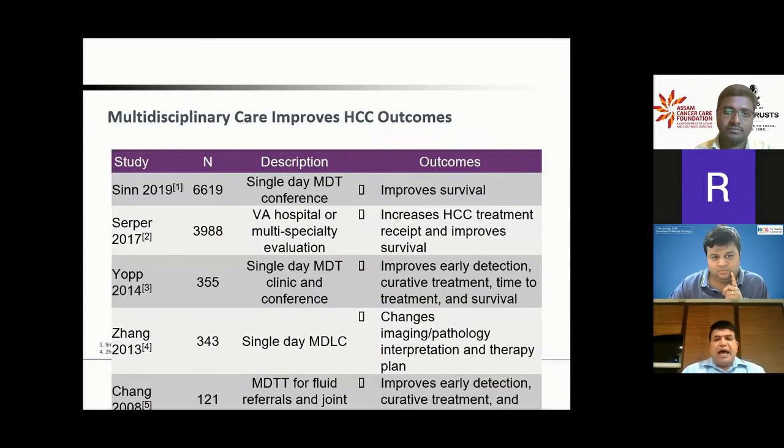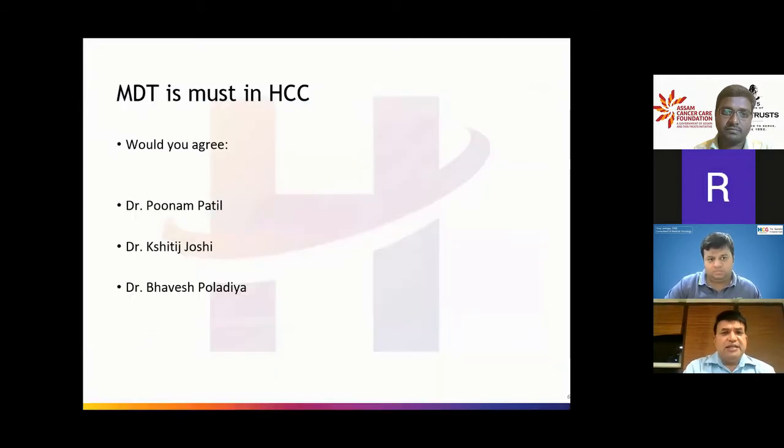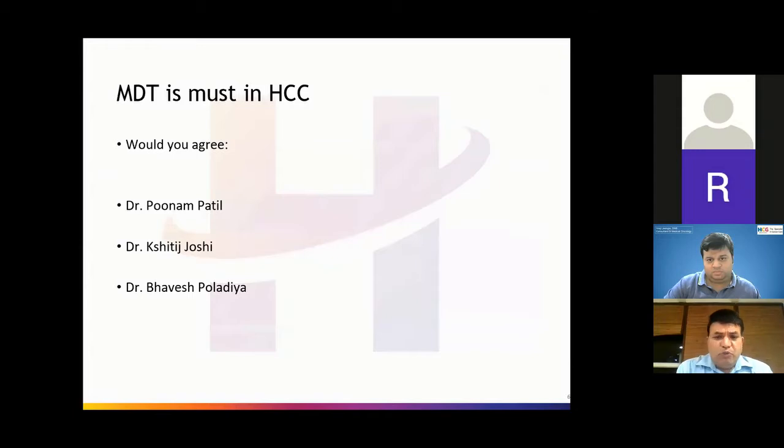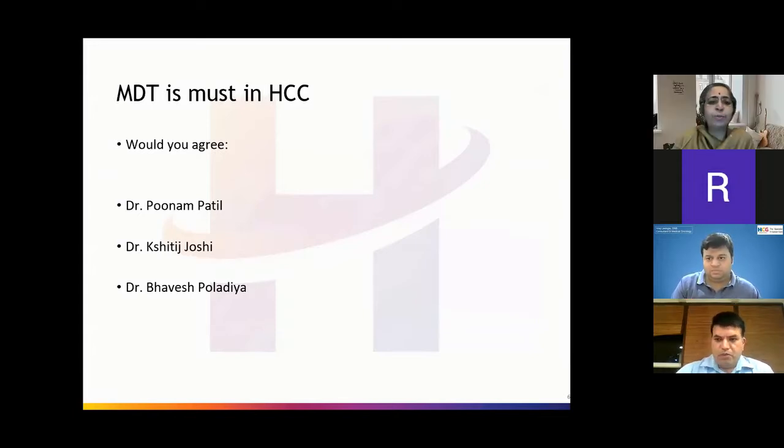So based on that, let's completely move to a multidisciplinary team, MDT. We have been discussing MDT, a lot. And there are some papers which say that MDT improves survival, and it is a must in HCC. I would like to ask Dr. Poonam Patil. Dr. Poonam, do you think MDT is must in treating HCC? Yeah, especially in those gray zones where you are not very sure whether that patient is 100% not going to require any local therapy.